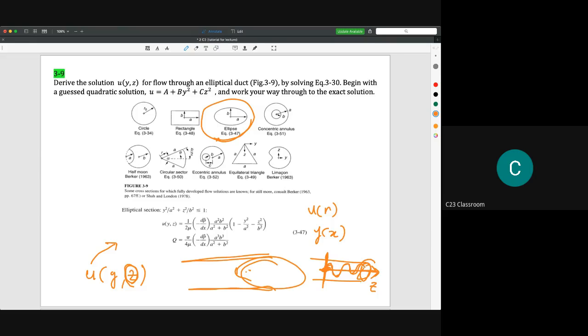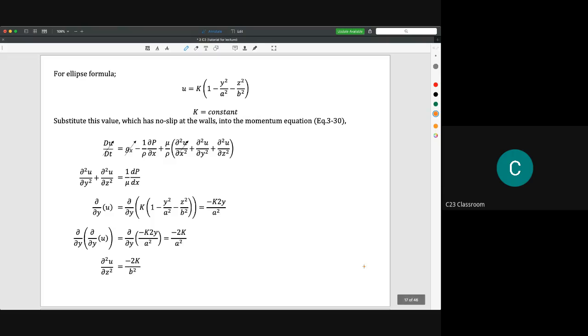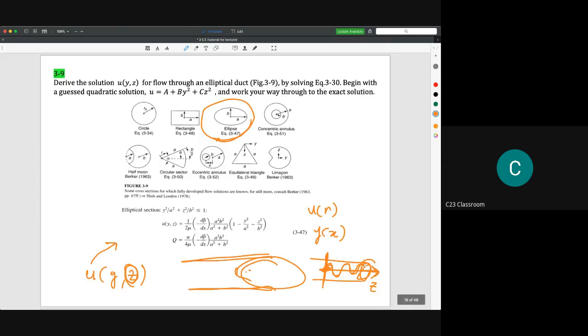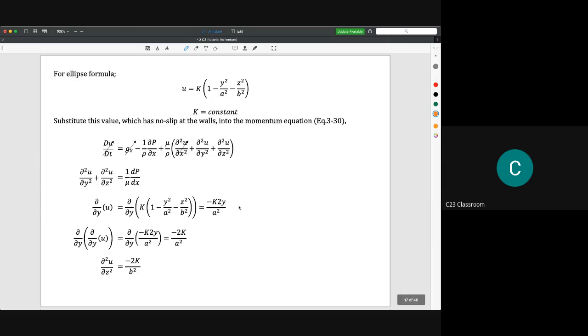So the idea of this question. This is given by the question, I think. They want to show the question here. We need to show that the equation of u is equal to k times 1 minus y square over a square minus z square over b square.